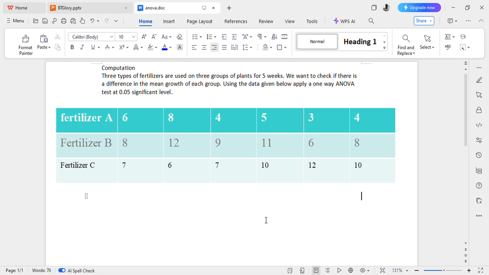One type of fertilizer. 3 types of fertilizers are used on 3 groups of plants for 5 weeks. We want to check if there is a difference in the mean growth of each group. Using the data given below, apply one-way ANOVA. Test at 0.5 significance. So number 1, we identify our statistical test, ANOVA.